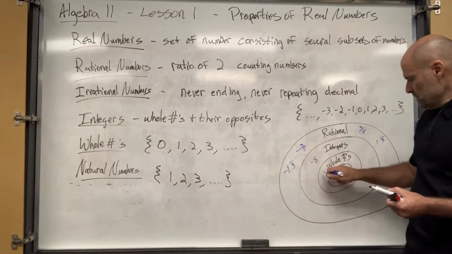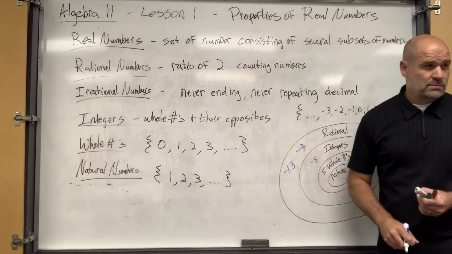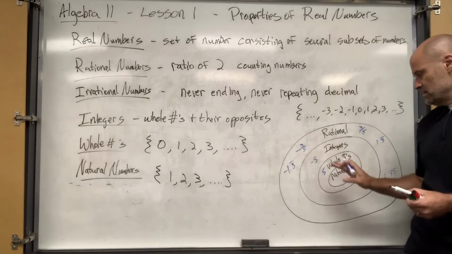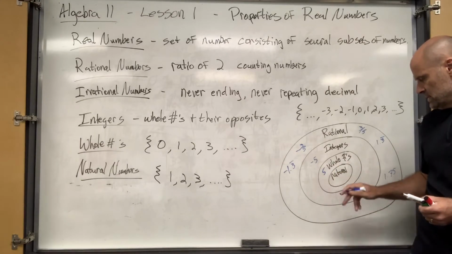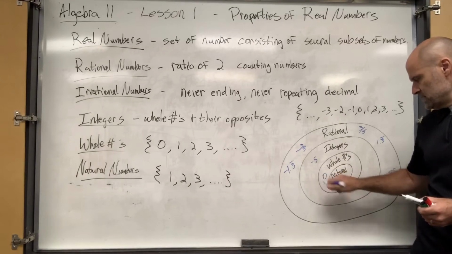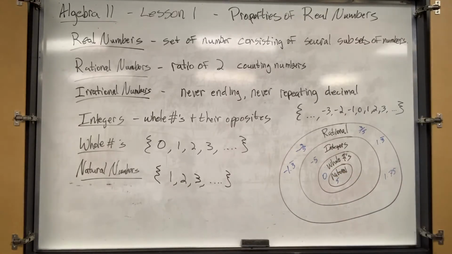Okay? And this is even an integer. An integer are all the whole numbers and their opposites. So 5 is still an integer. Actually, this 5 should be over here. The only thing in this circle that's not in the natural number circle is that 0. That's it.